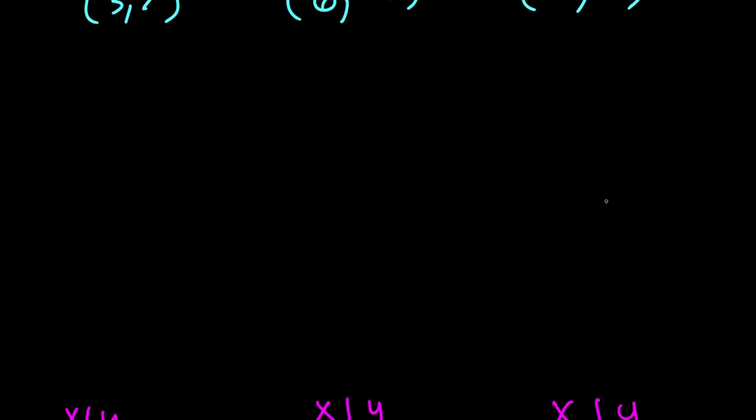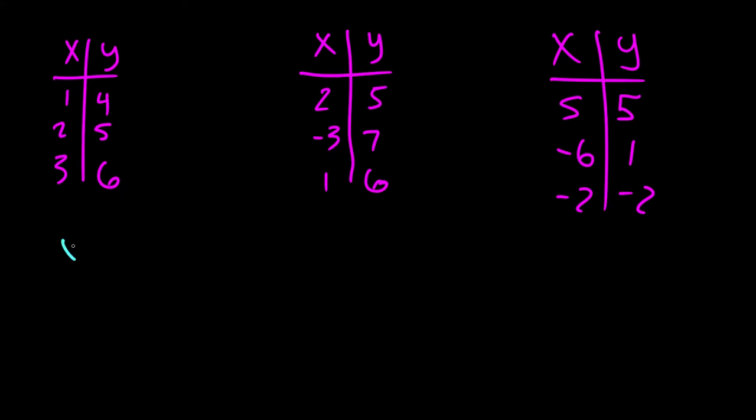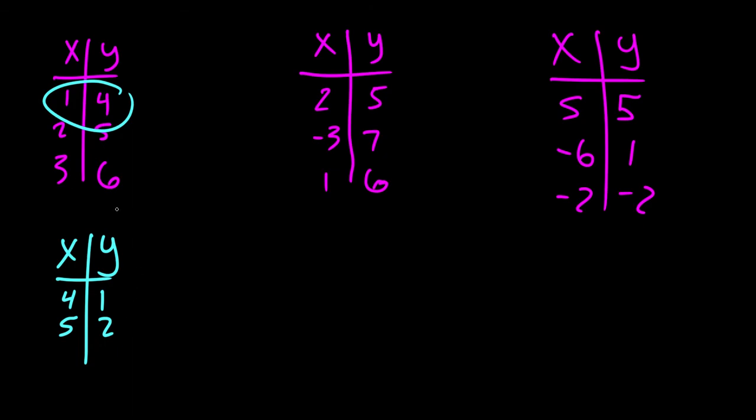Now we're going to use that same thinking with tables, because tables really are just a bunch of ordered pairs. So since I have a 1 here and a 4 here, I'm going to write 4, 1. So I just swapped the input and the output right there. Then I get 5, 2. And then I get 6, 3. Once again, swap the input and the output, or swap the x and the y.